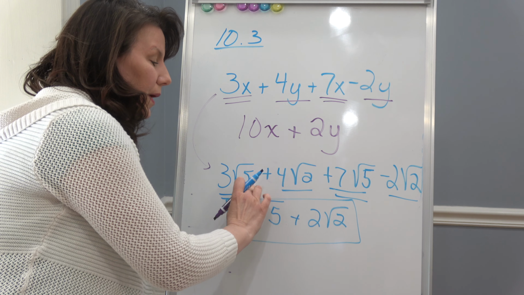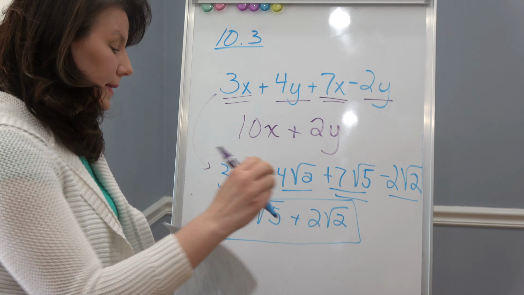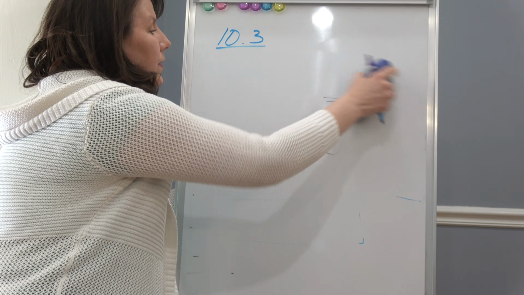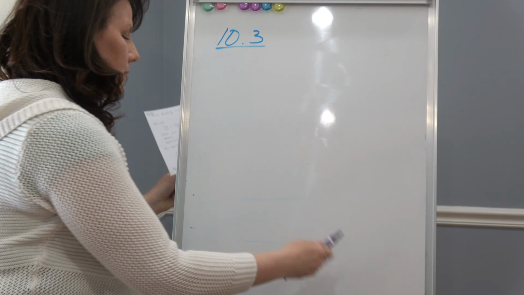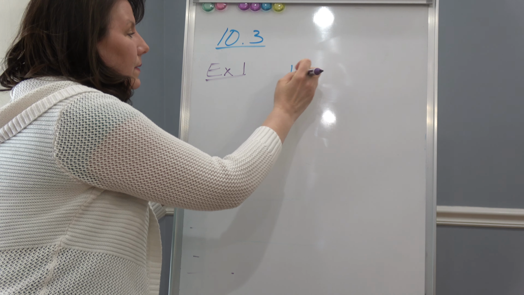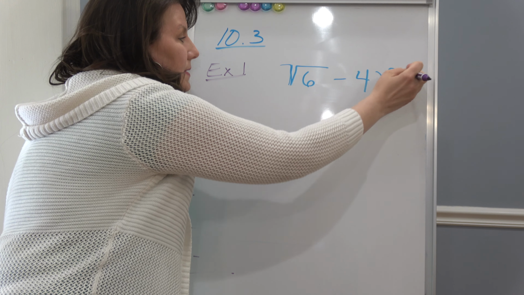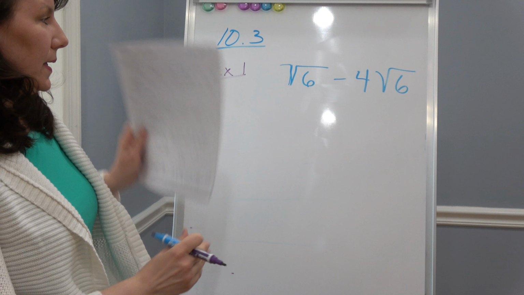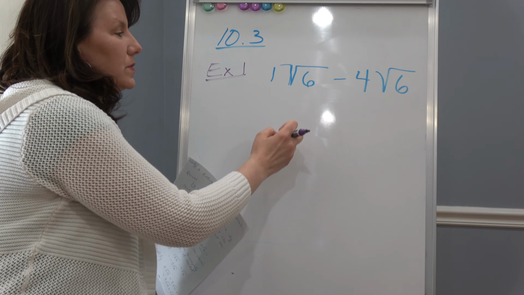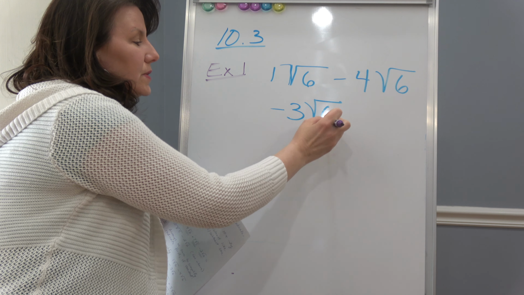Now, these are problems where the radicals are already simplified. We don't have to break them down. Not all problems are going to be like that. But let's just go through a few first before we work our way up to the more complex ones. All right. Let's say I wanted to simplify the square root of 6 minus 4 square roots of 6. So even though we don't have a coefficient here, just like with an x or a y, we can think of that as 1 square roots of 6. So 1 minus 4 is negative 3. This would be negative 3 square roots of 6.